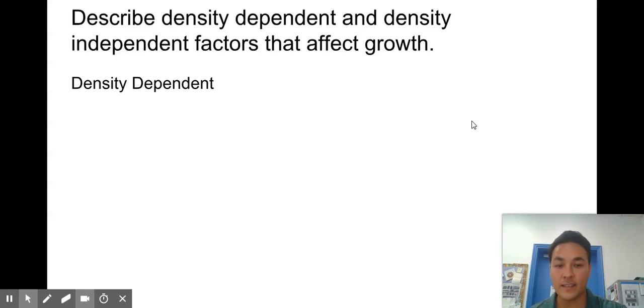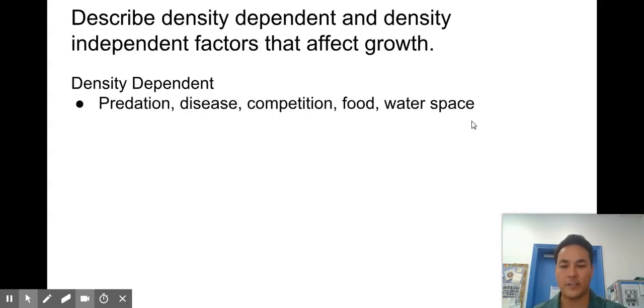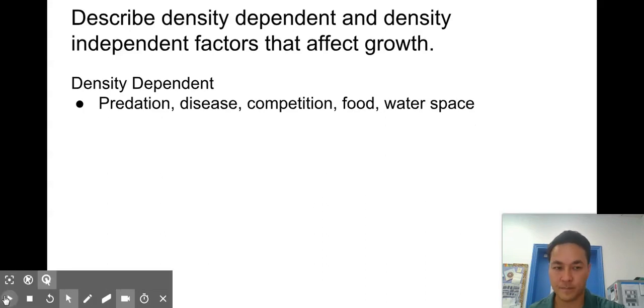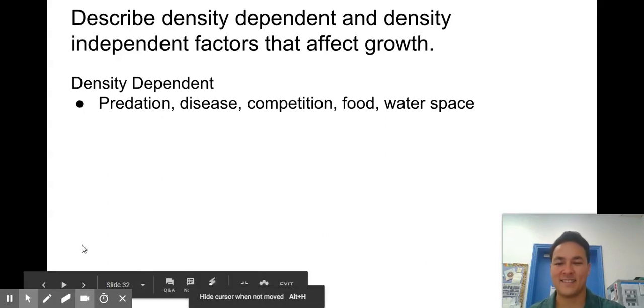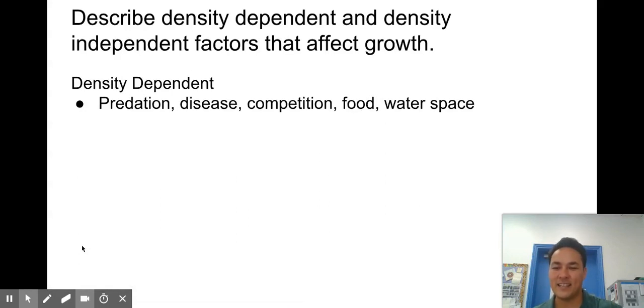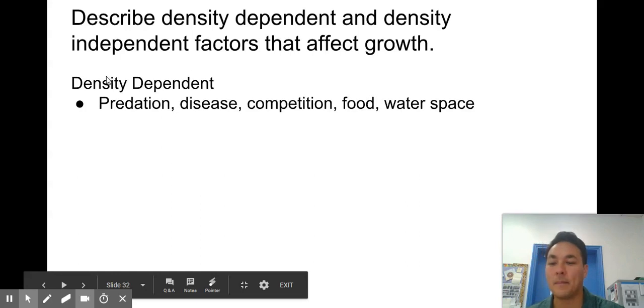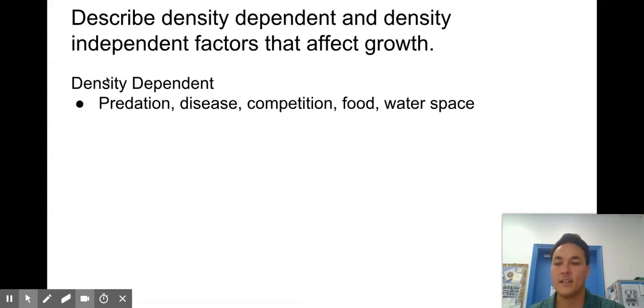Okay, what did you get for density dependent? Predation, disease, competition, food, water, space. One second. Okay, I'm back. I'm sorry. I had to scratch above my nose. So the density dependent, it depends upon the population density, right? Just like you are dependent upon your parents. So these are factors that are dependent upon the number of organisms around.